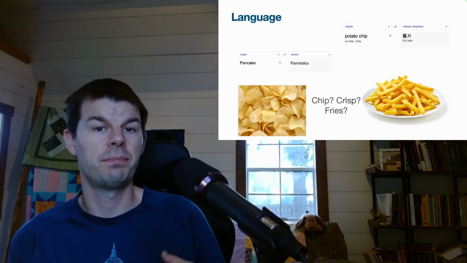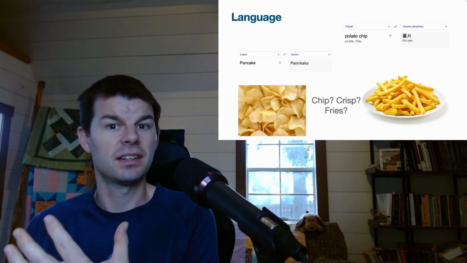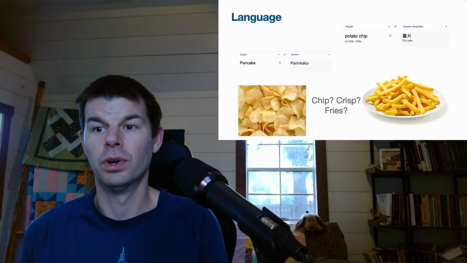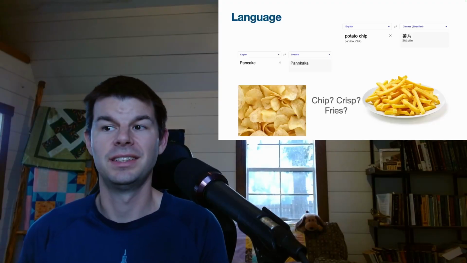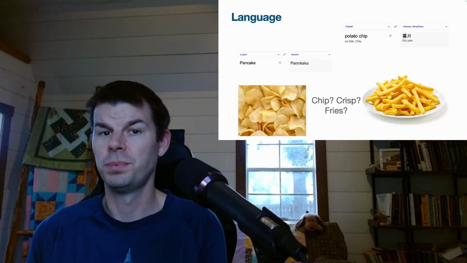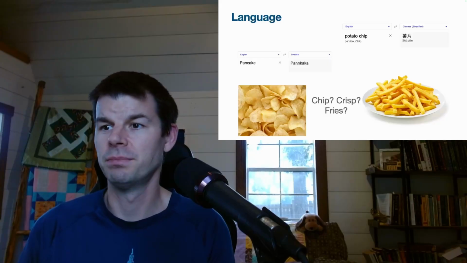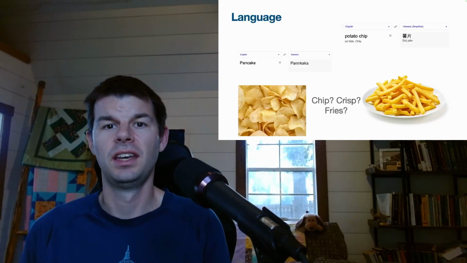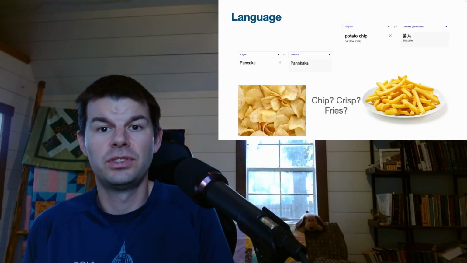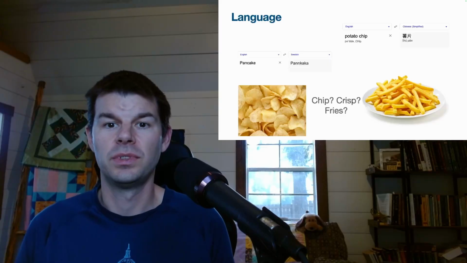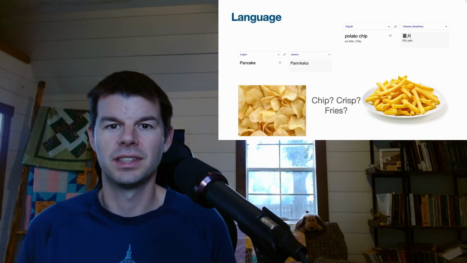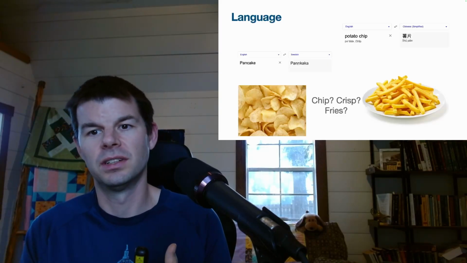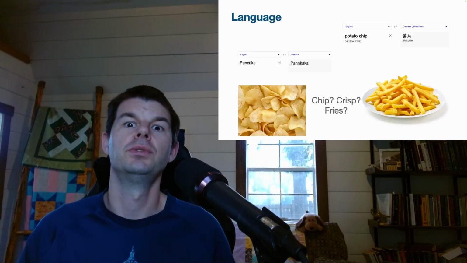So if I want to know that pancake in English is pankaka in Swedish, or I want to know that potato chip in English is shupian, I'm sure that's butchering it, but in simplified Chinese, we're going from one language to another language. And it's not always so straightforward where it's like, here's the word in one language, here's the word in another language. Often we have confusions that arise.